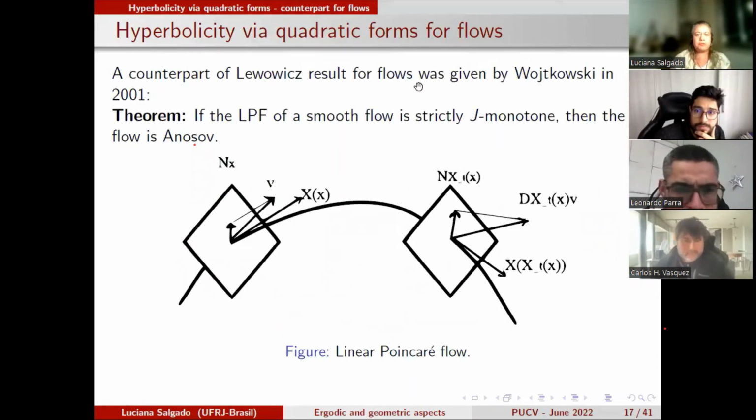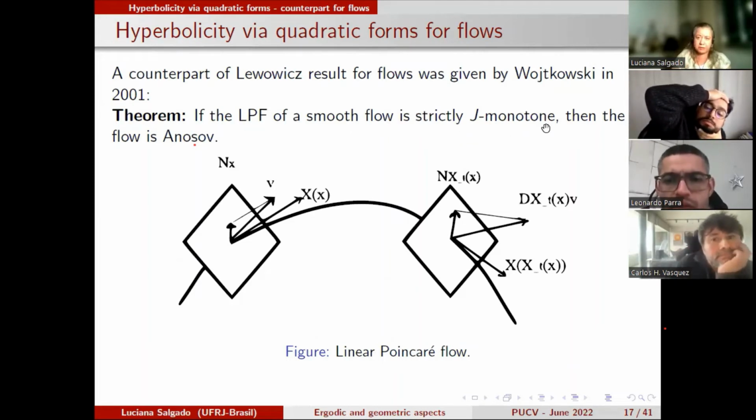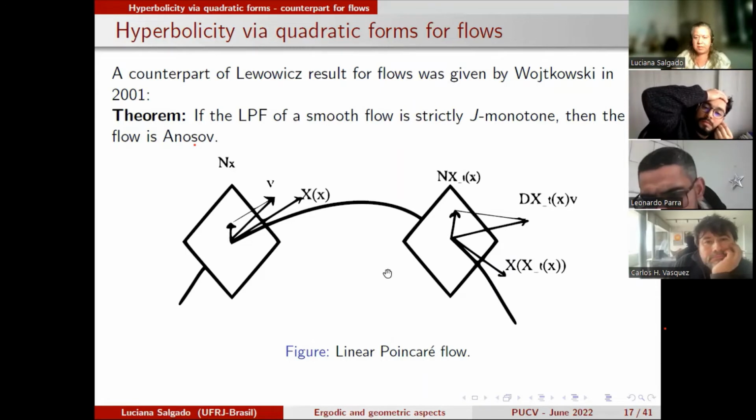And the counterpart of Leibovitz was proven by Wojtkowski. He said that if the linear Poincare flow of a smooth flow is strictly J-monotone, then it is an Anosov flow. Okay, this is the picture of the linear Poincare flow, right?